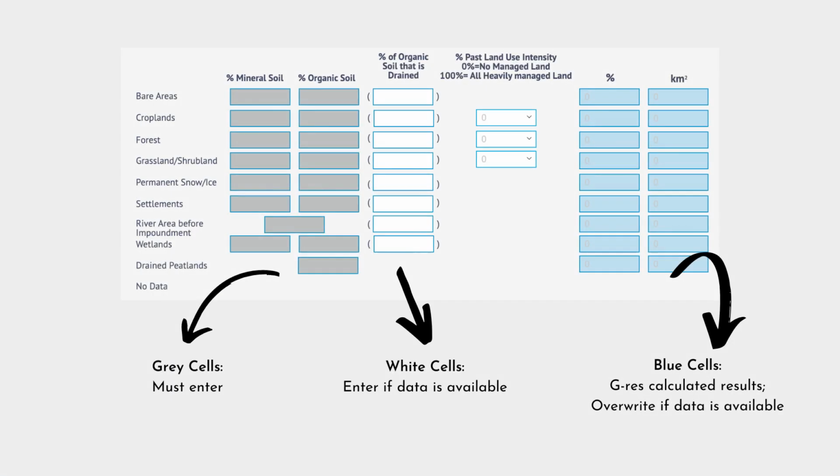First, for the GRES model to calculate emissions, you must enter input values into every gray cell. So these gray cells here, you must enter data there. Data can be entered into the white cells here if you have that data, and this will provide more accurate results, but they're not required to run the model. The blue cells here are going to be calculated by GRES.